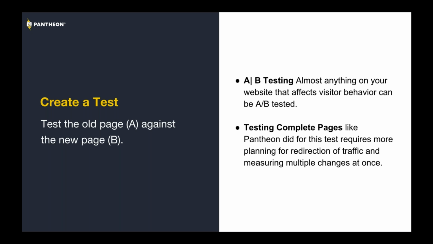In an A/B test, you can really test anything. Testing a complete page like we did for this test requires more planning because there was redirection of traffic, and how do you do that? Do you want to do it by region? Do you have other cookies in play and you want to isolate people who came to your site from paid advertising or have been to your site before within the last day or 30 days?